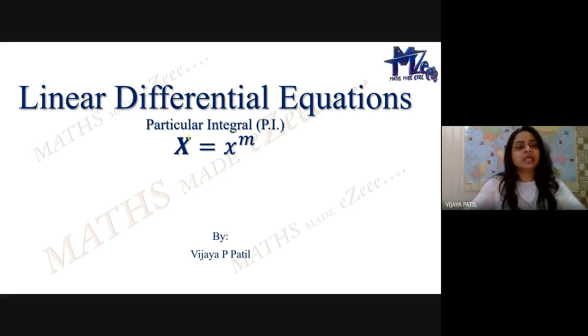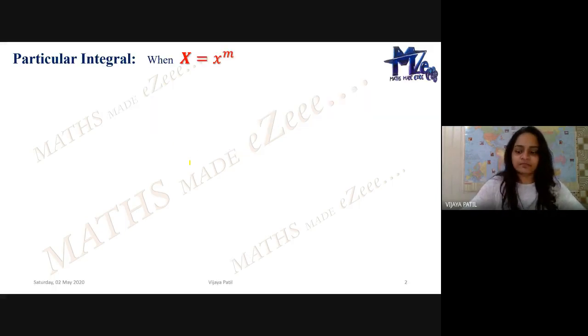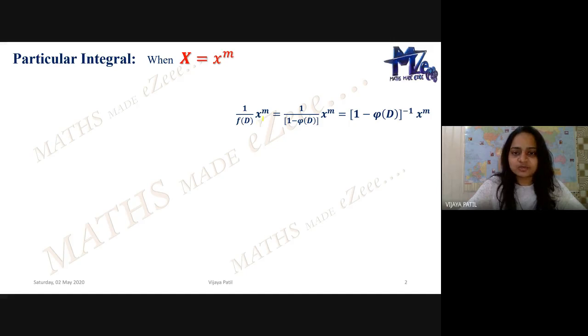Hello everyone. In continuation with linear differential equation, we'll be making the particular integral easy for functions of the kind x to the power m, that is algebraic functions. How could we do that? If we are operating 1 upon f of D, this operator, on x to the power m, we have to express this f of D as 1 minus phi of D.